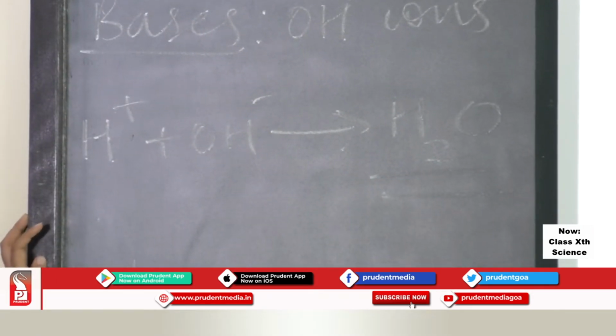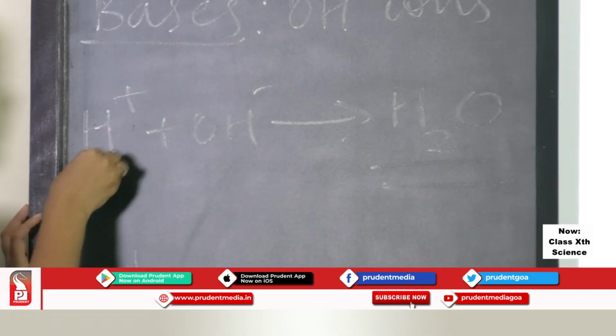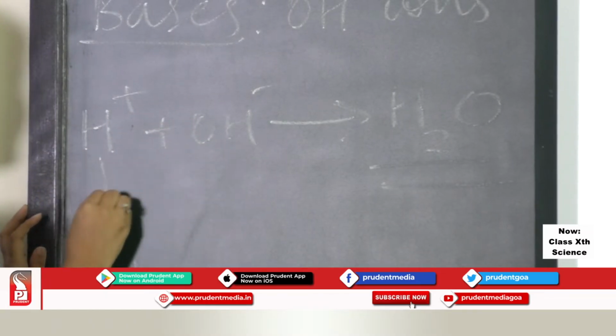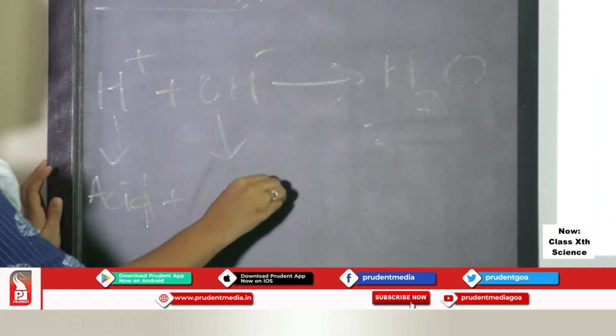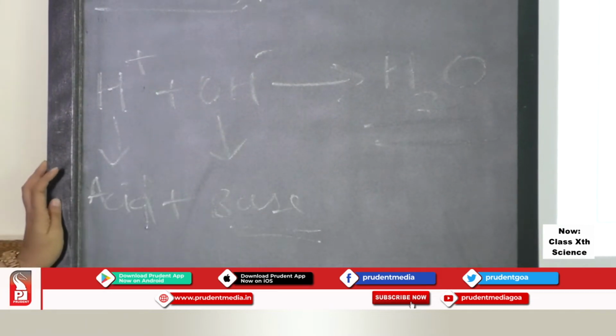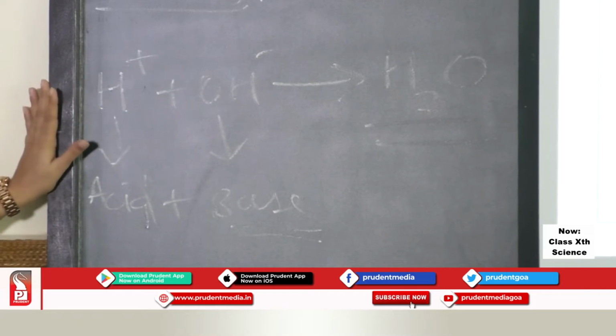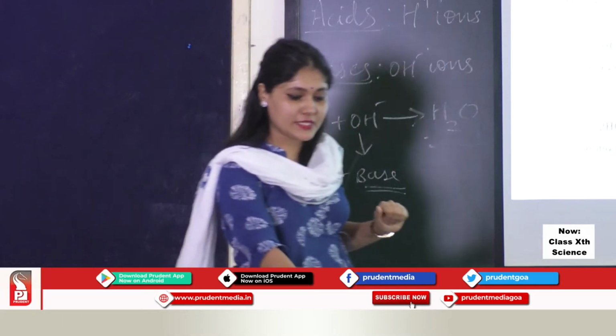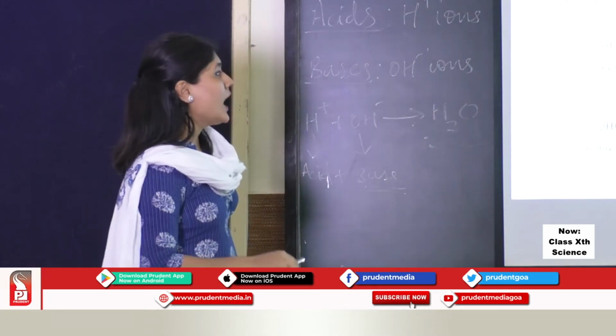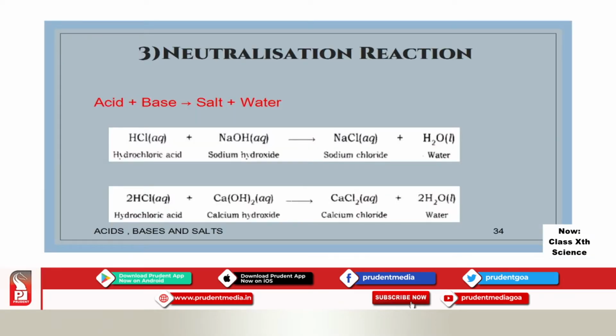So what is happening over here? Hydrogen ion and hydroxide ion. This comes from acid and this is coming from base. So they are neutralizing the effect and resulting in the formation of water. Here the example that is given on the slide: hydrochloric acid is a source of your H plus ion, and the OH minus ion source is your base, sodium hydroxide.